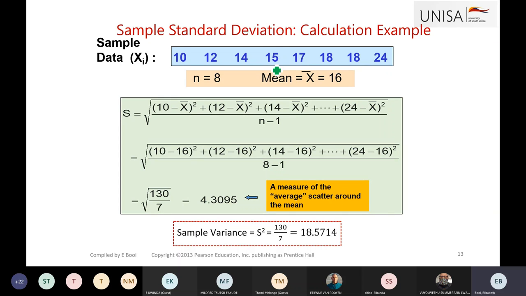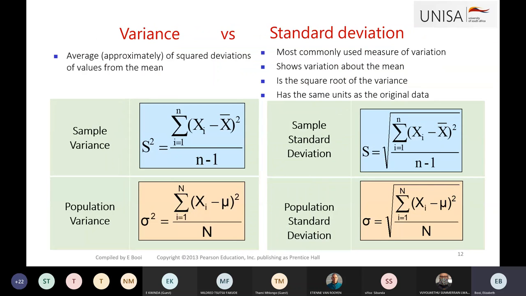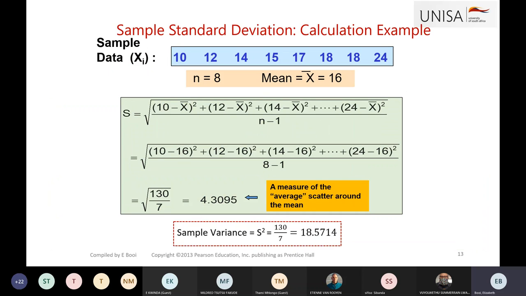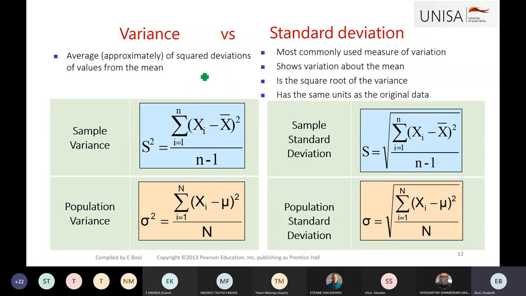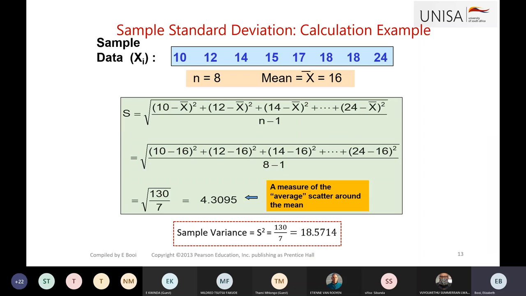Now, to calculate the standard deviation, remember the formula. The sample standard deviation, because they gave us the sample data, so we use the sample standard deviation, not the population standard deviation. We know that it is the square root of the sum of your observation minus the sample mean, squared, divided by n minus 1.